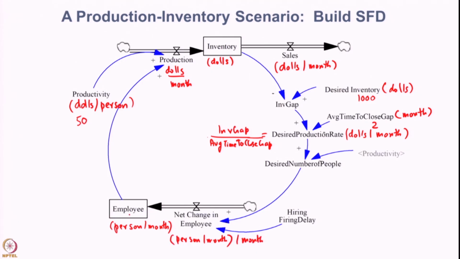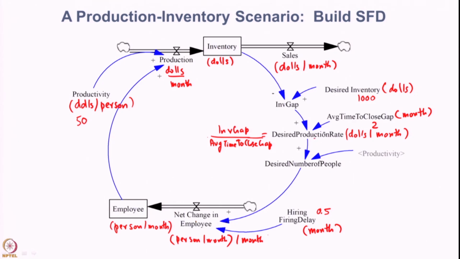So, this employee stock now represents the number of people in that particular month. Hiring and firing delay, of course, has a month as its unit, and it has been given a value of 0.5. Net change in employee is nothing but the desired number of people divided by the hiring and firing delay. Now, how do we get the desired number of people?